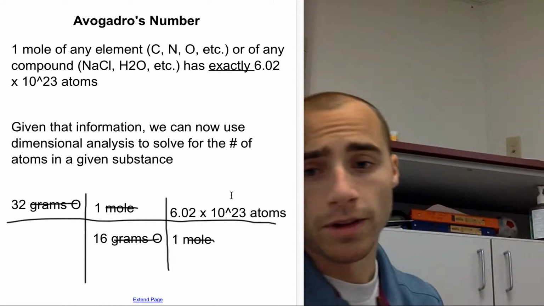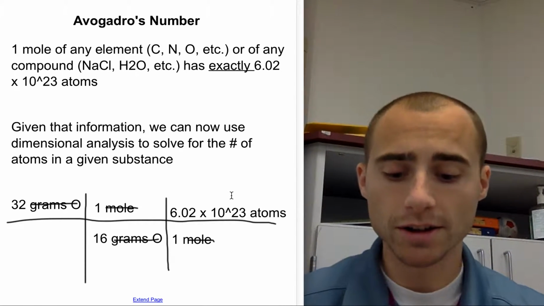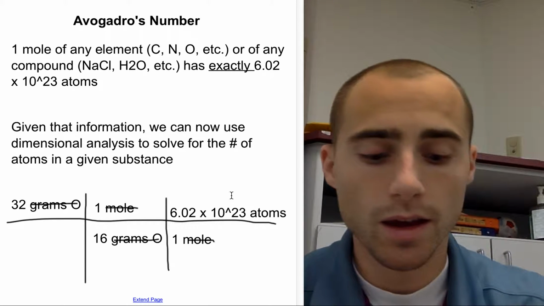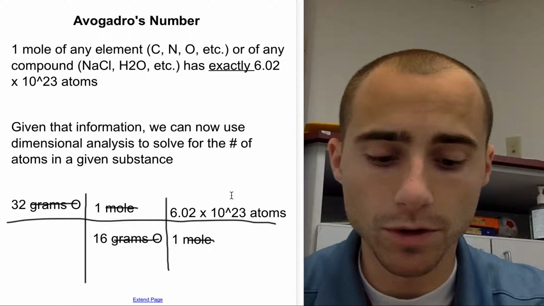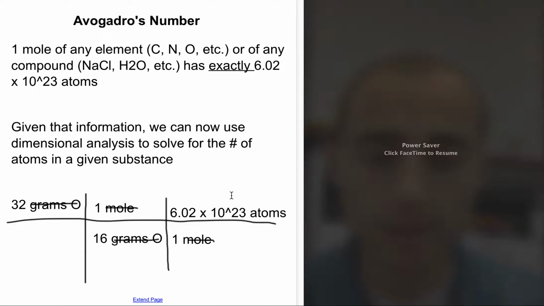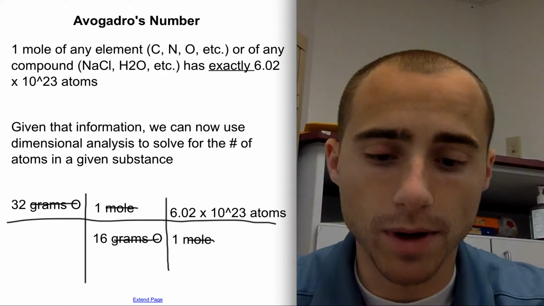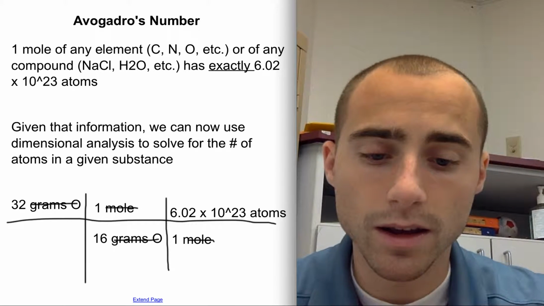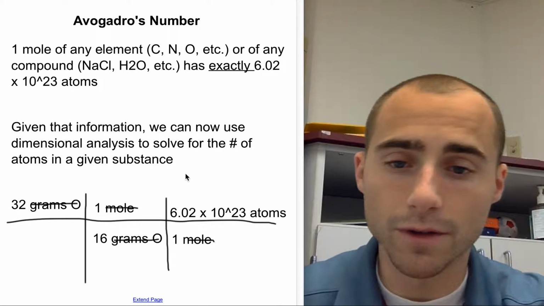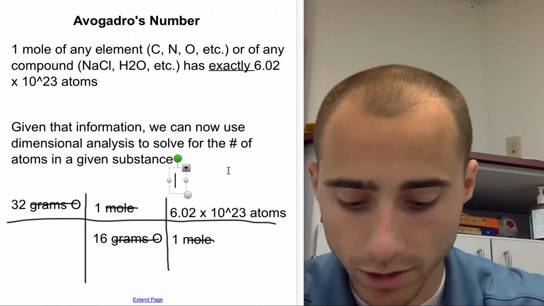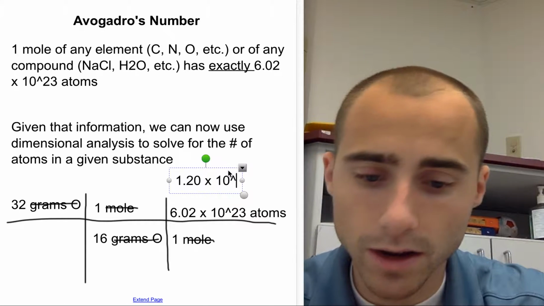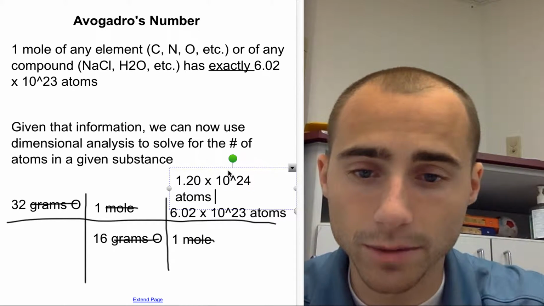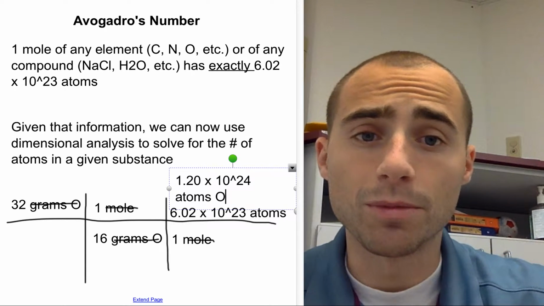Okay, you would just multiply straight across, meaning you would do 32 times 6.02 times 10 to the 23rd, and then you would divide that by 16. Your final answer ends up being, for those of you that calculated that and you need to check your work, 1.20 times 10 to the 24th atoms oxygen. So that would be your final answer.